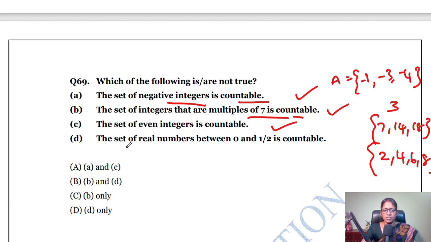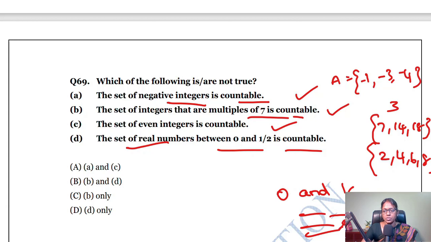And the set of real numbers between 0 and 1 is countable. So here they are telling that the real numbers in between, they are giving the upper bound. So in between 0 and 1 by 2, there are so many real numbers.